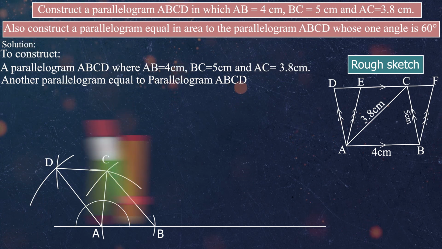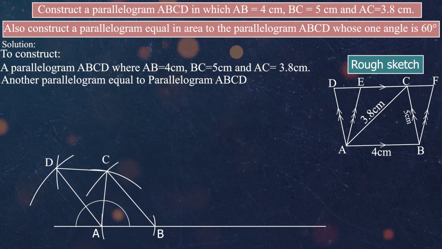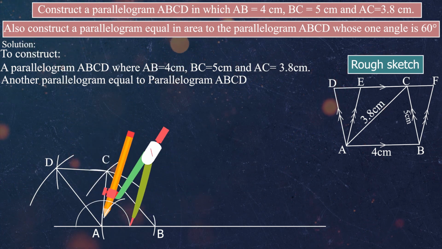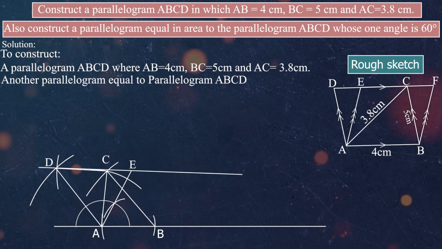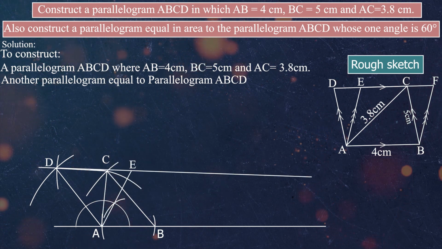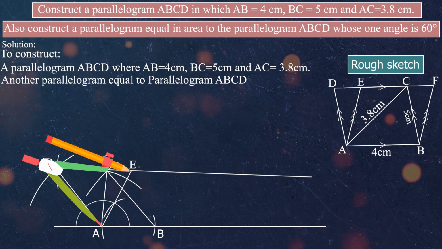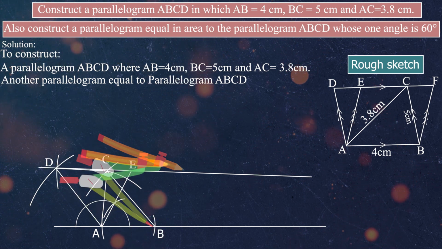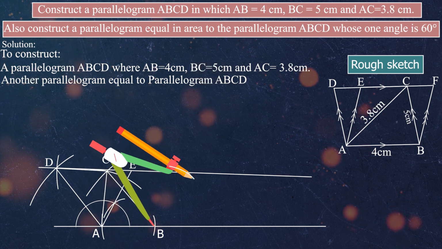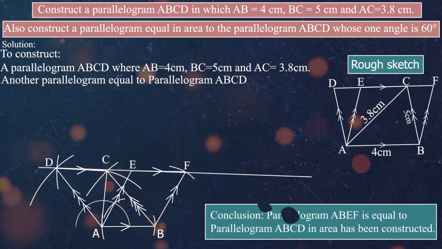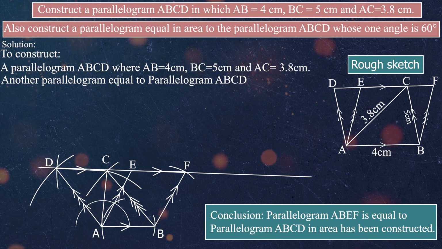So let's draw an angle of 60 degrees either at A or B. Choice is yours. The new point formed is considered E, and then we measure the distance of AE using a compass and draw another line from B to the upper line. The intersected point is considered F. ABEF, equal to ABCD in area, has been constructed.